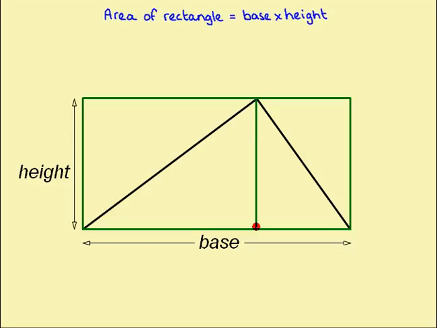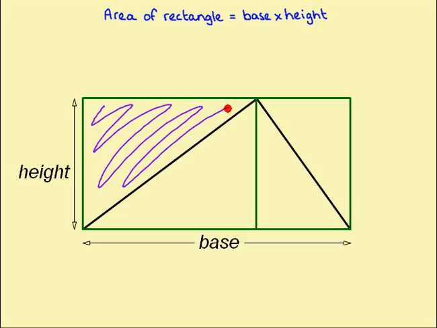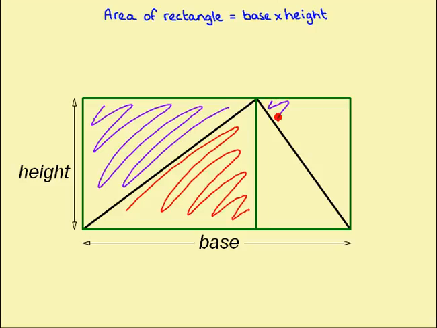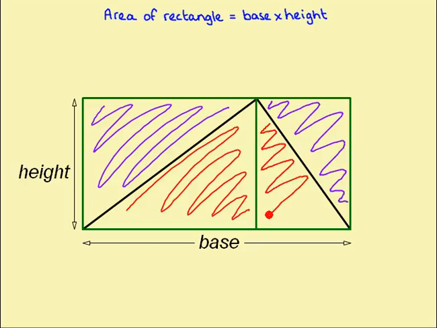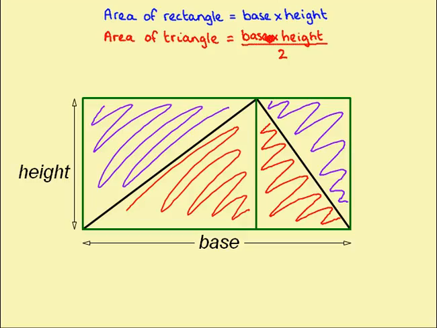If we draw on this line, we can then see that this section here is the same size as this section here, and this section here is the same size as this section here. From this, we can see that the triangle is exactly half of the rectangle. So the area of the triangle is given by the base times the height divided by 2.